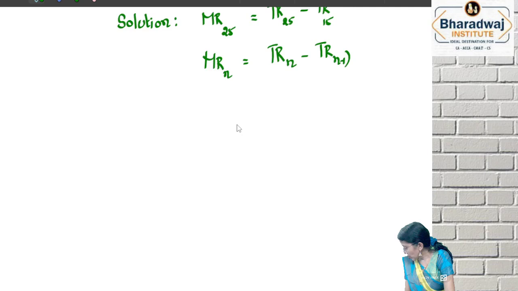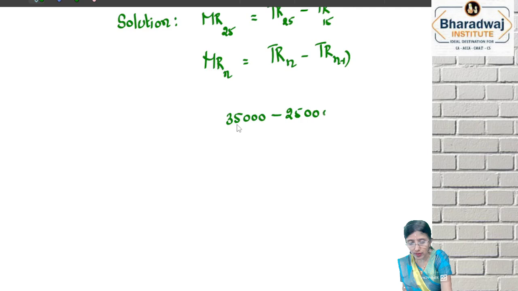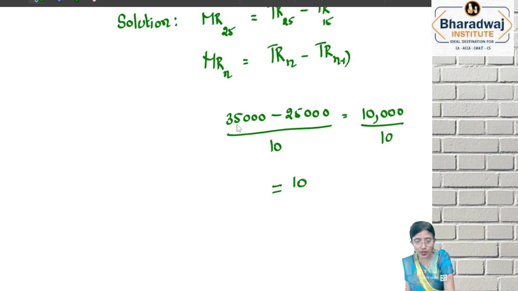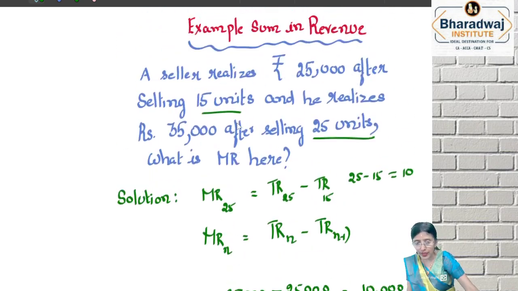Yes. So I will be getting 35,000 minus 25,000, divided by 25 minus 15, which is 10. Isn't it? I get here 10,000 by 10, which is equal to 1,000. So I get my answer as 1,000. Are you clear? See, a different kind of sum.